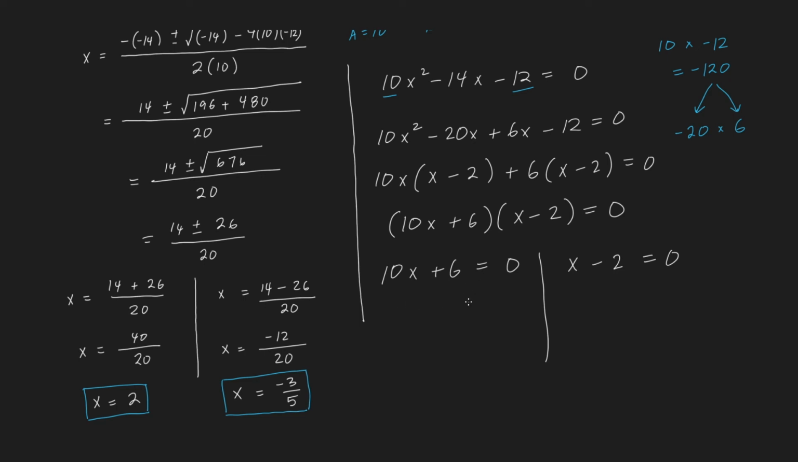Here we have minus 6 over 10 is equal to x, so x is equal to minus 3 over 5. On the other side, we have x is equal to 2. So we just got the same result, guys. One root is 2, and one root is negative 3 over 5.